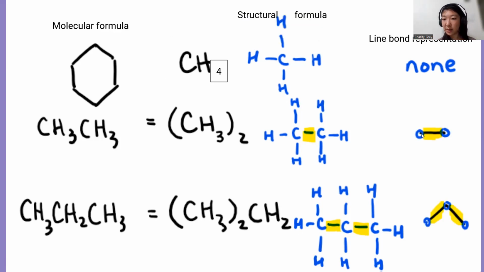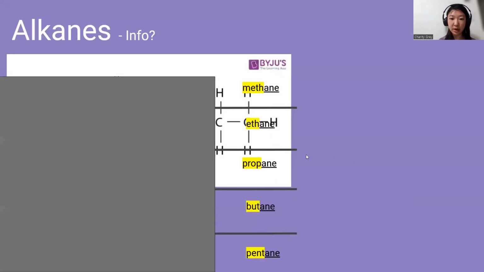And again, here is the line bond representation. As you can see, the circles are the carbons and the highlights are the line bonds. Oh, let me pause the recording. Pause the recording right now and try to draw out the structural formula for methane, ethane, propane, butane, and pentane.